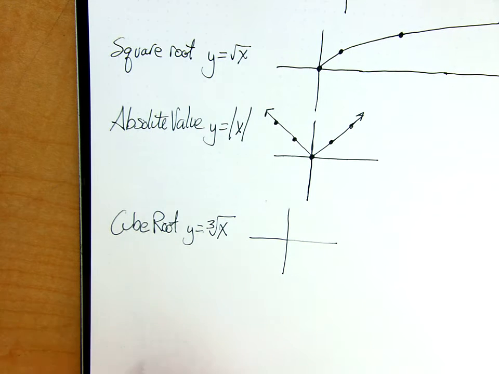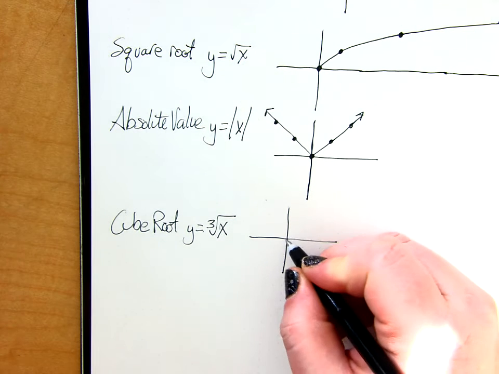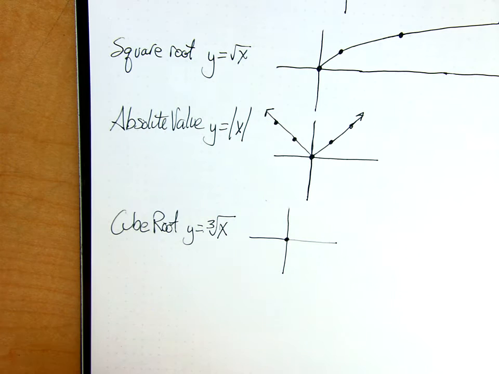So if I want to graph this and I don't know how, let's again just start at 0. If I plug in 0, what's the cube root of 0? 0. So my first dot is still at the origin. That's a common trend, right? They're all starting at the origin.